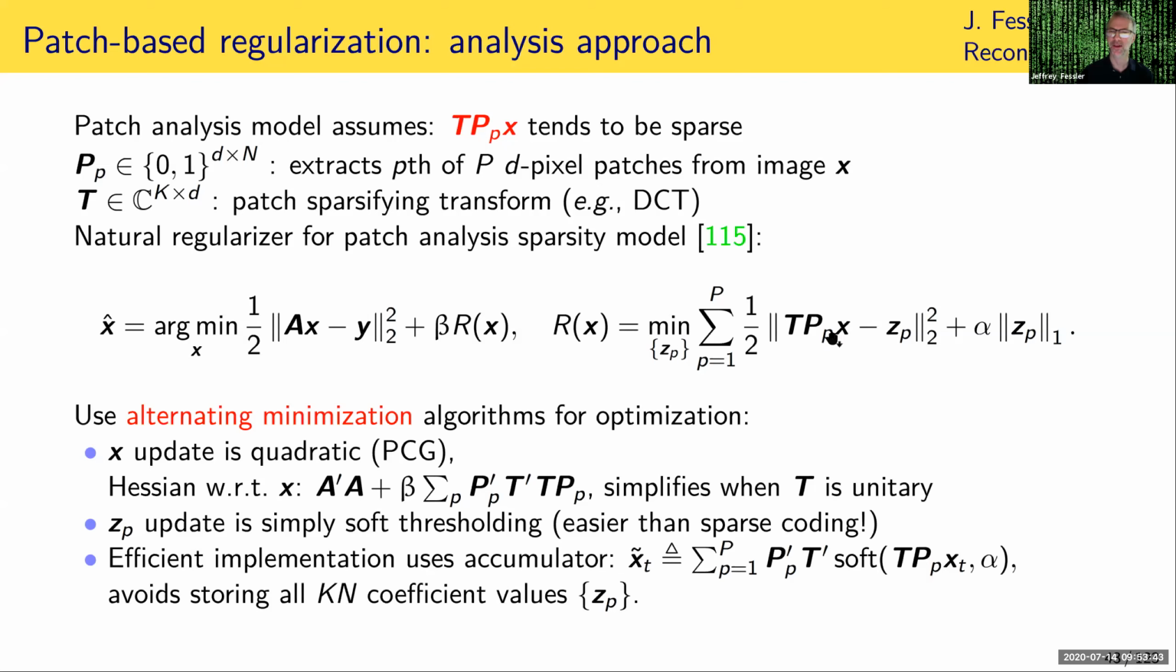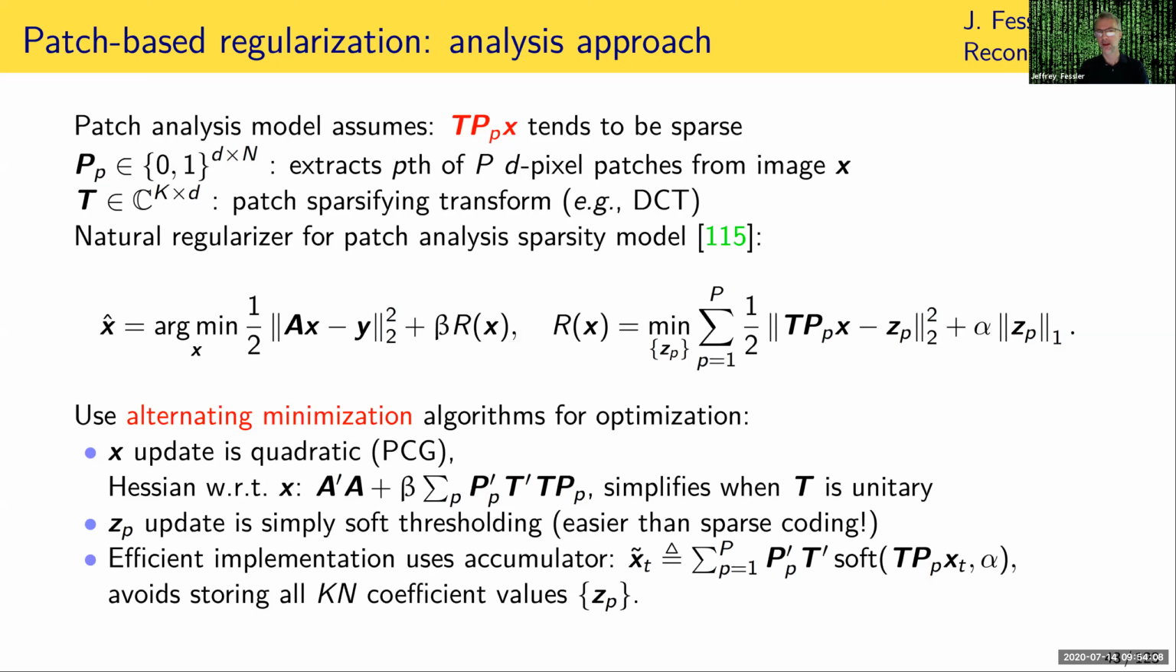The X update is quadratic. The Z update is simpler now, because now we have a one norm here and we have a two norm with no matrix in front of the Z. So this is just soft thresholding, which is much easier than running an iterative sparse coding algorithm. So this is one of the reasons I personally prefer the analysis approach over the synthesis approach, because this optimization problem is much simpler.